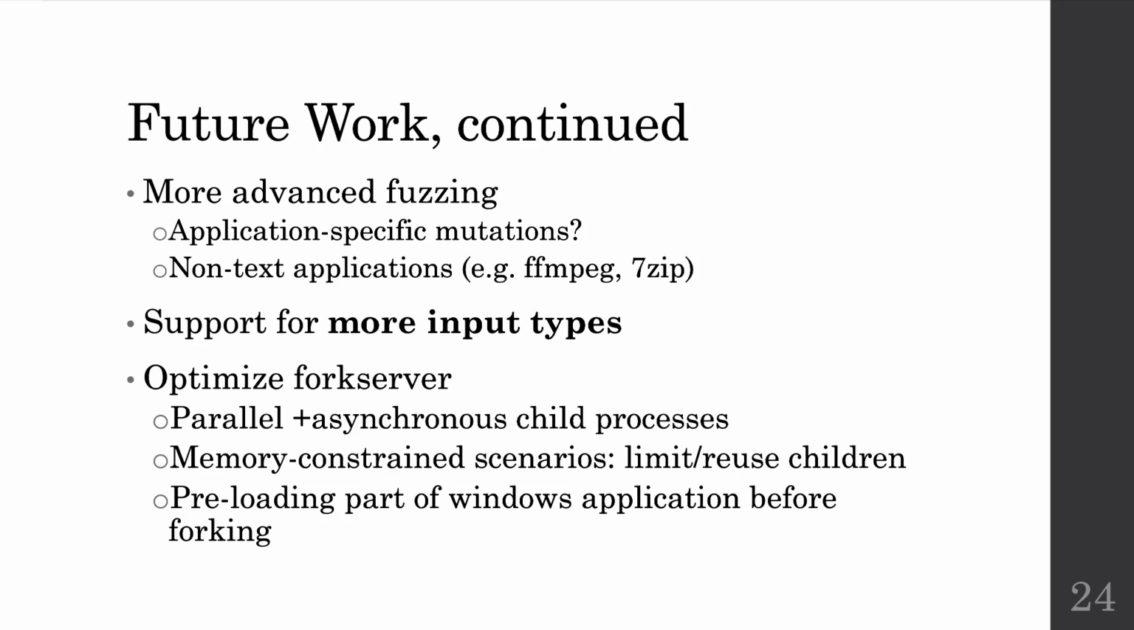Fork already has some built-in parallelism, but we could also use asynchronous returns and improve the efficiency of the Forkserver. We could limit the number of children used, because we actually ran into a problem with the VM running out of memory. At first, we had to increase the memory, but it's not always going to be the case that you have more. So to make this universally available, we might want to limit the resource usage somehow or auto-moderate it. And we could also, as discussed before, preload part of the Windows application in the other loader before we fork.